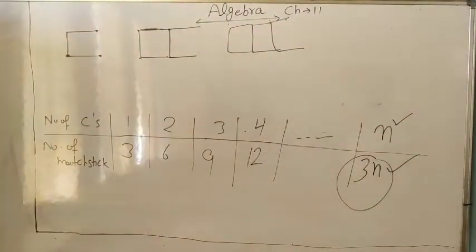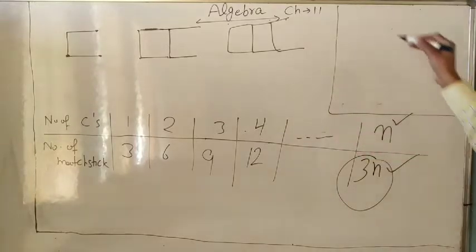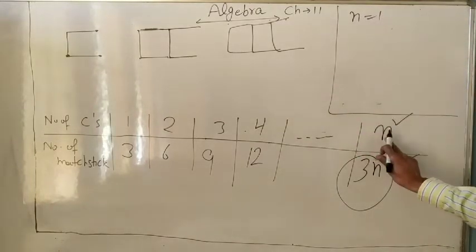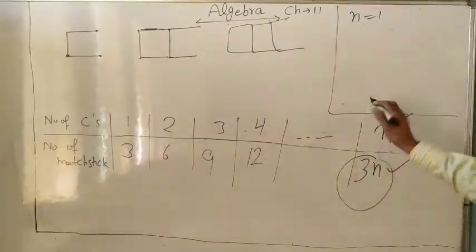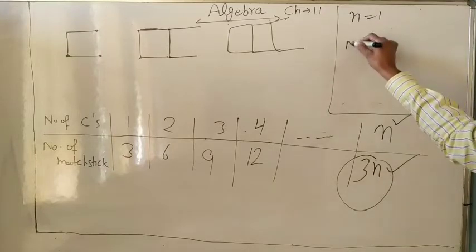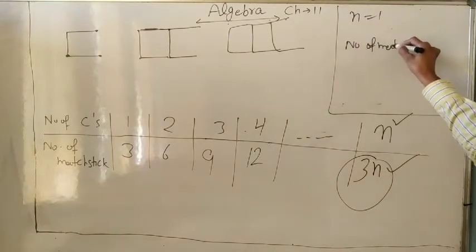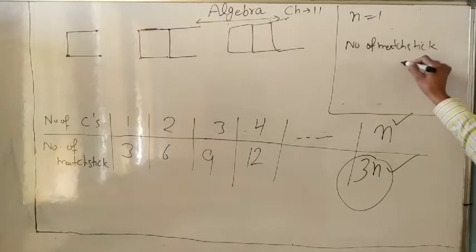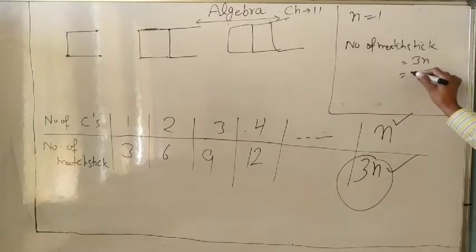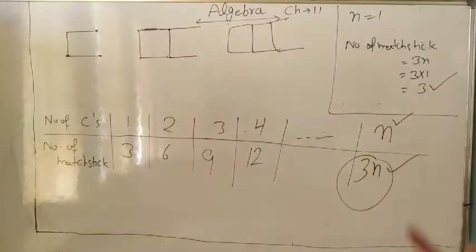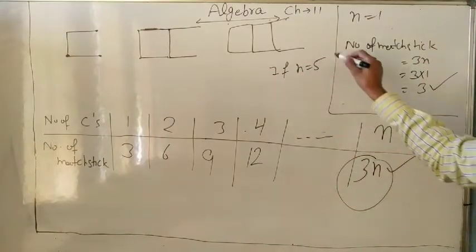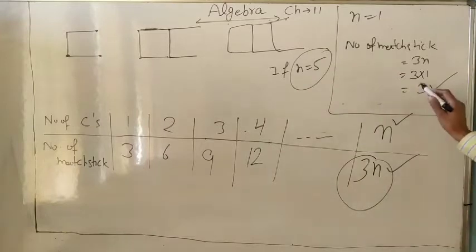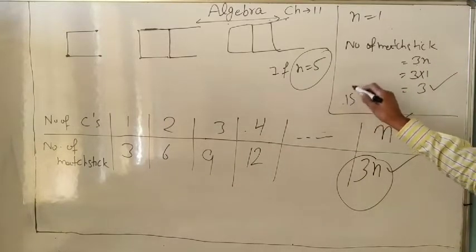Otherwise you can say pattern. Okay. So always remember, N means the number of C's. If the number of C's is 1, how many matchsticks do we need? 3N. If N is 1, so 3 into 1, so 3 matchsticks. Understand? If N equal to 5, in place of N is 5, so how many matchsticks? 3 into 5, 15 matchsticks.